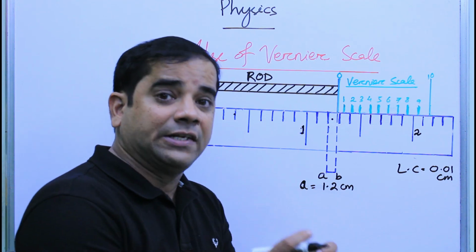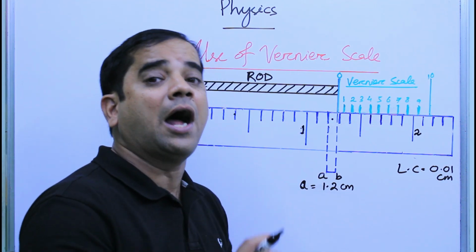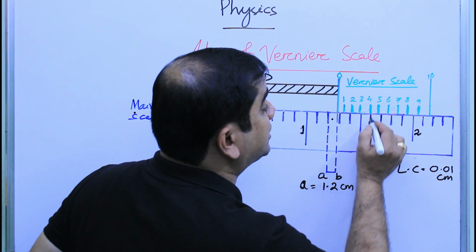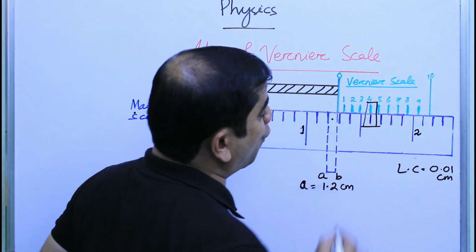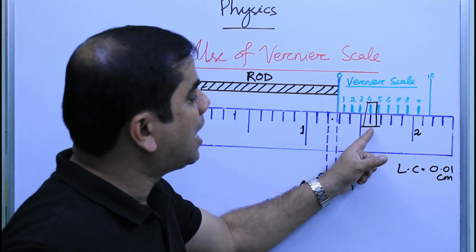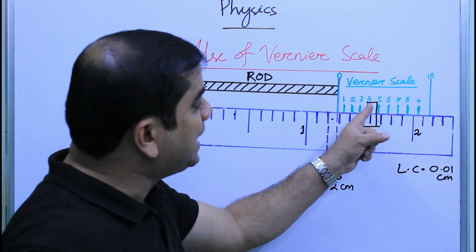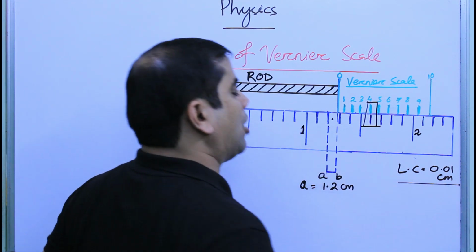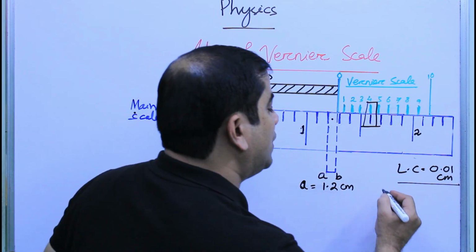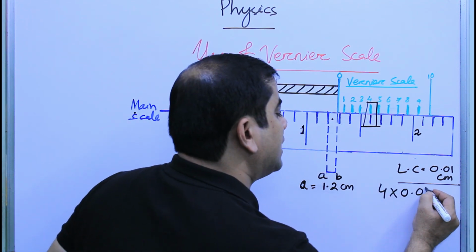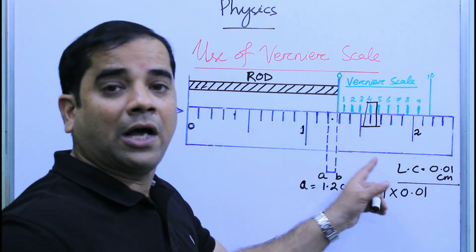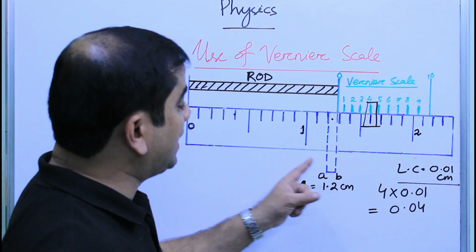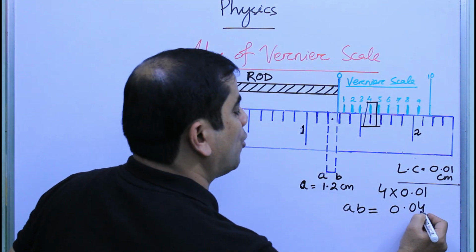Now, we need to find a division on the vernier scale that coincides with a division on the main scale. So let us find it out. 1 doesn't coincide, 2 doesn't coincide, 3 doesn't coincide. But as you can see, division number 4 of the vernier caliper coincides with a division of the main scale. So we need to concentrate on that particular division. As we know that the least count is 0.01, what do we need to do next? We need to multiply the least count with the division number which coincides with the main scale division, and it gives us 0.04. So what would be the distance between A and B? AB is nothing but 0.04.